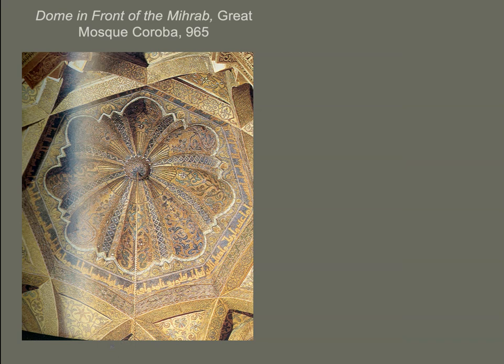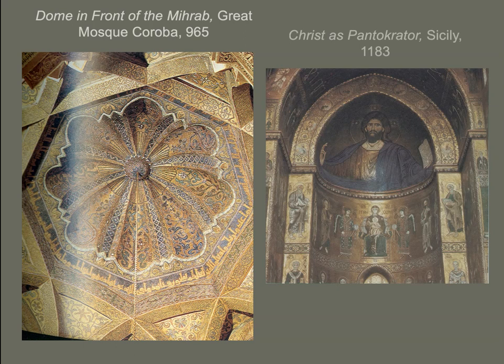This is the dome in front of the mihrab from the Great Mosque at Cordoba from 965. It's made of 8 intersecting arches, which you can see here, for example. You'll notice that it's gold, like we would have seen in Byzantine architecture, and it was heavily influenced by Byzantine style in terms of using that gold and that color of blue, but you'll notice that there's a big difference. And the difference is that we don't see human figures in Islamic architecture or art.